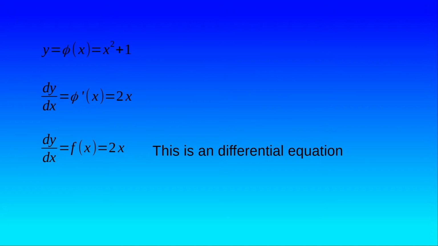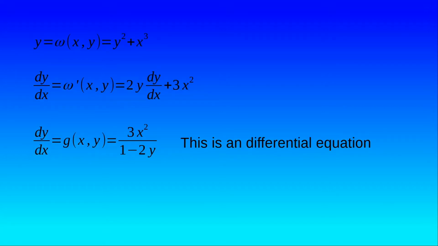So we have y, which is a function phi of x, and the function is written as x square plus 1. If we differentiate it with respect to x, we get dy by dx, that would give us phi dash x, which would be 2x. Now dy by dx is equal to f of x, where 2x is written as a function f of x, is the differential equation.